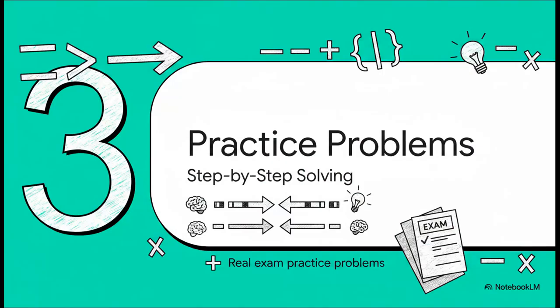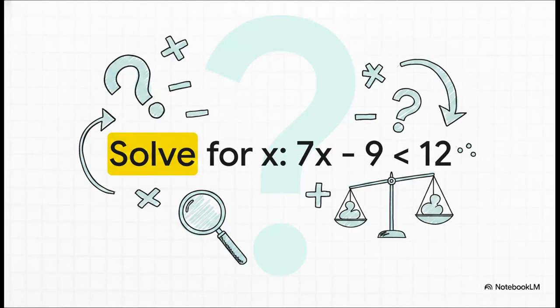Okay, Section 3, solving common practice problems. Time to put all this theory into action, step by step. Here's a super common exam question. We need to algebraically isolate x to find all the values that make this statement true. 7x minus 9 is less than 12.